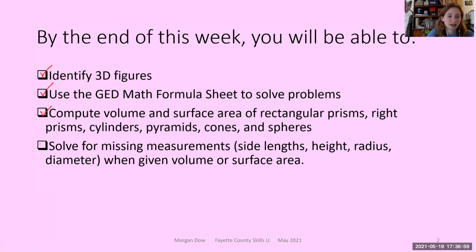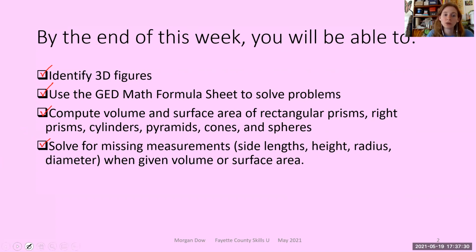And then we're also going to practice solving for missing measurements, things like side lengths, height, radius, diameter, when given volume or surface area. So we did something similar in units 12 and 13, where we were given the perimeter or the area, and we had to kind of work backwards to solve for a missing side length or missing radius, something like that. So we're going to be continuing with those types of problems this week.